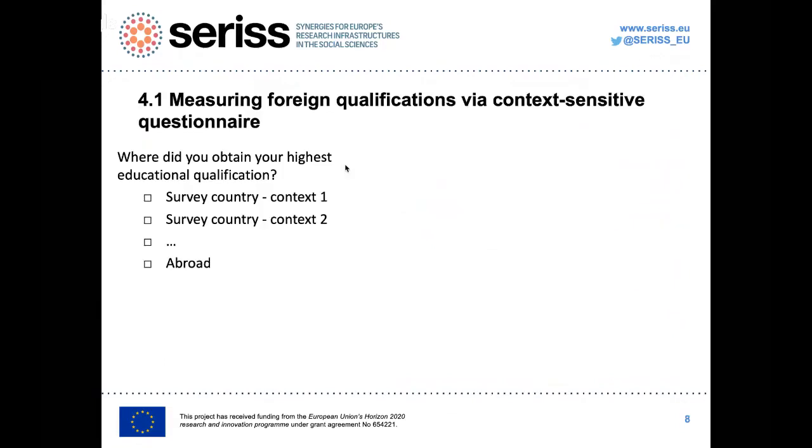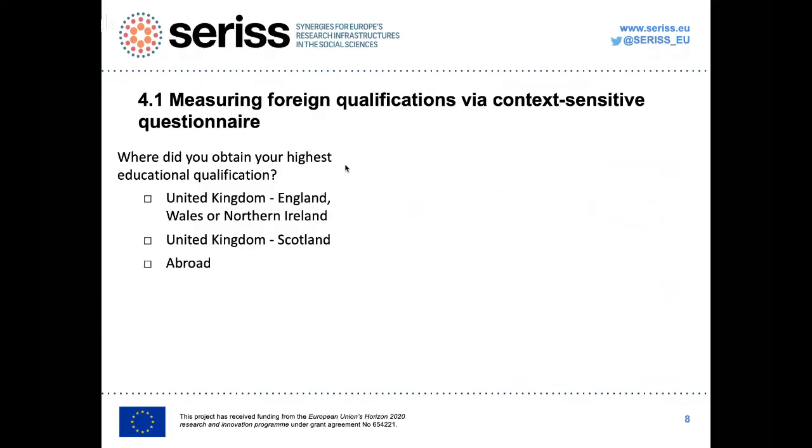In the questionnaire, we have introduced a question that explicitly asks where the respondent has completed the highest level of education or obtained the highest qualification. And depending on which country the survey takes place, this list will then look as follows. For example, for the United Kingdom, it would look like this.